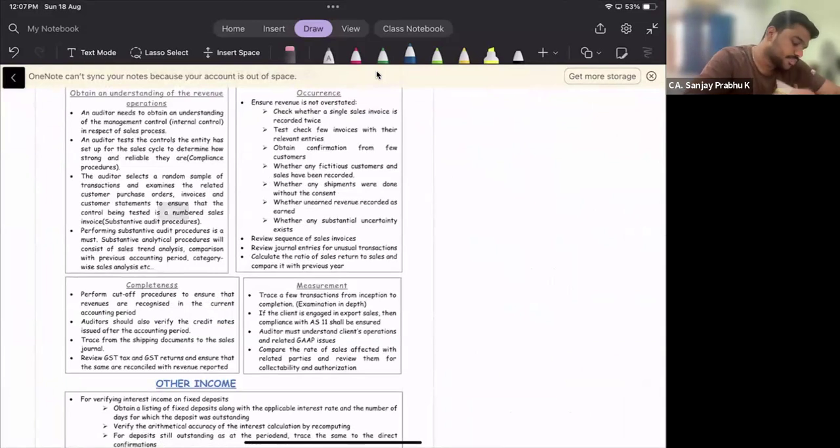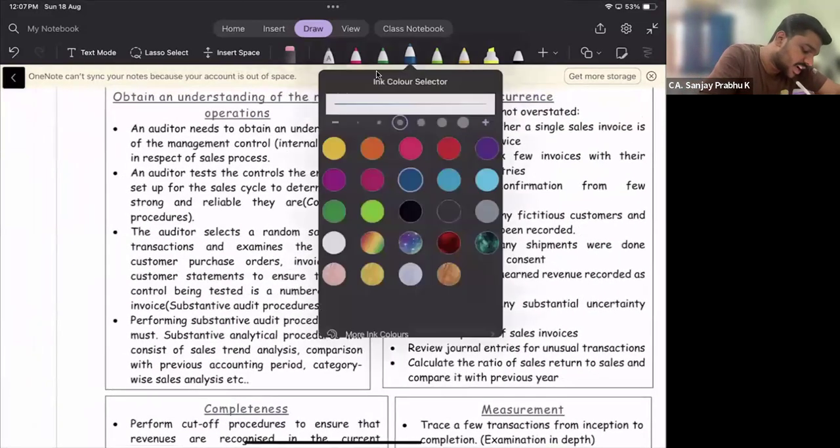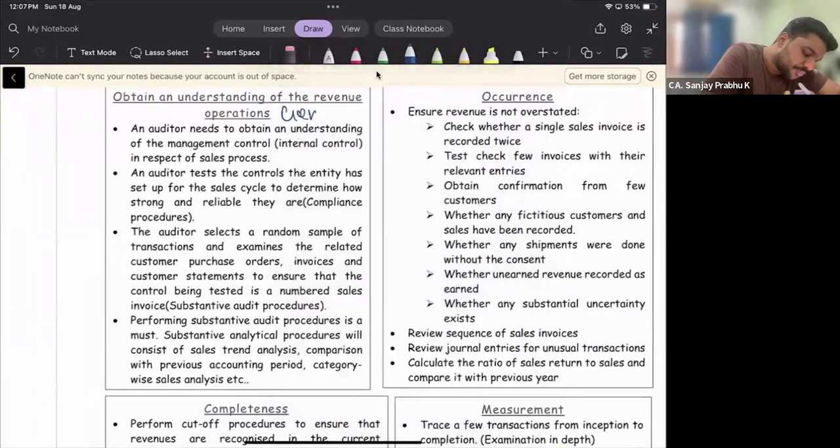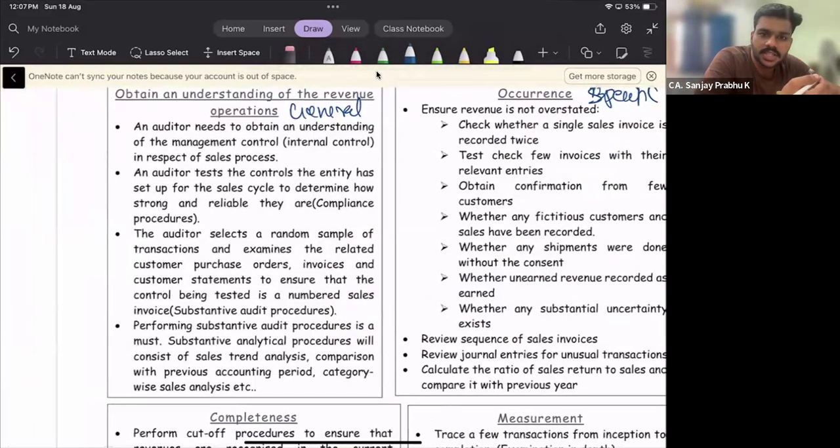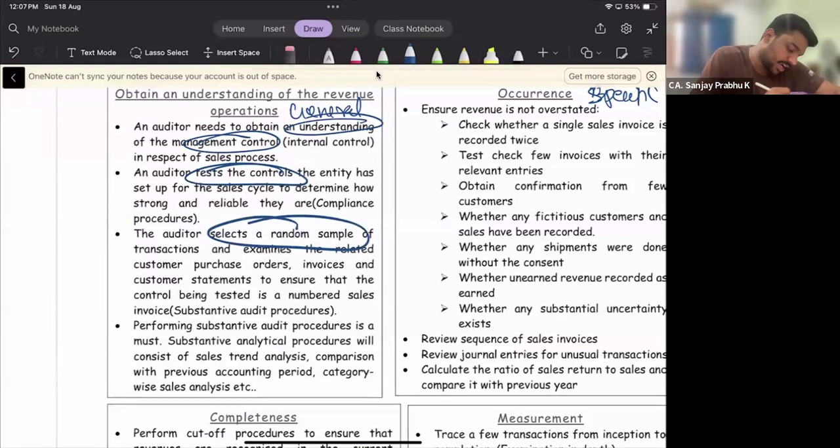ഇവിടെ ജനറൽ പോയിന്റ് ഉണ്ട്, സ്പെസിഫിക് പോയിന്റ് ഉണ്ട്. ബേസിക് വന്നിട്ടില്ല. ബേസിക് പോയിന്റ്സ് പഠിച്ച് കൊടുക്കുന്നുണ്ട്, എന്തൊക്കെ പ്രോഡക്ട്സ് ആൻഡ് സർവീസ് ആണുള്ളത്, അത് ഇവിടെ ഞാൻ കൊടുത്തിട്ടില്ല. So first general point: understand the control, then compliance procedure, test the control. Then sample, select the random sample. Then perform analytical procedure.